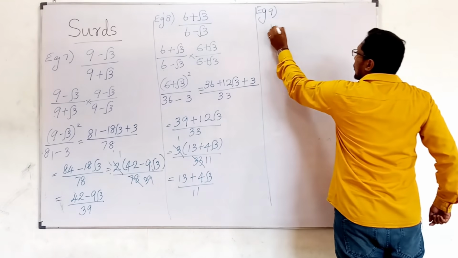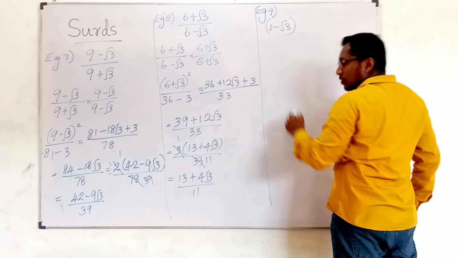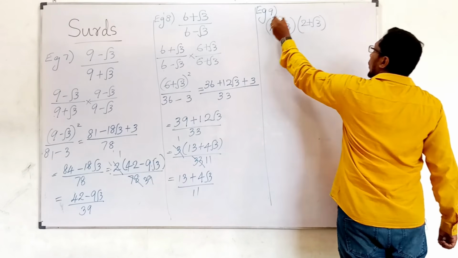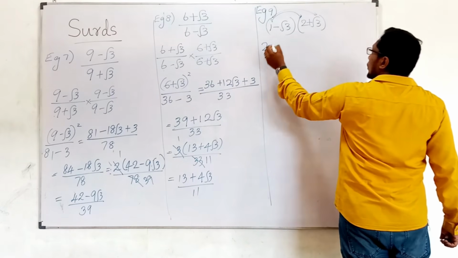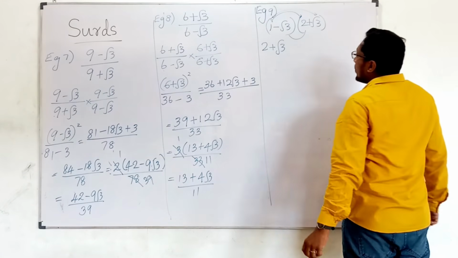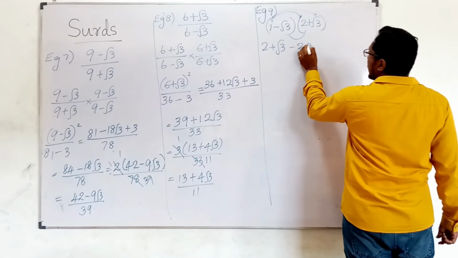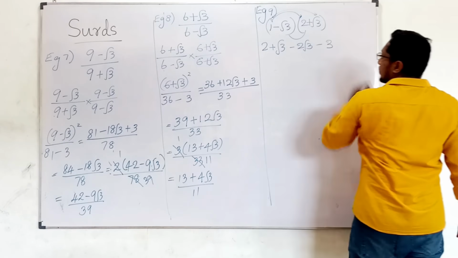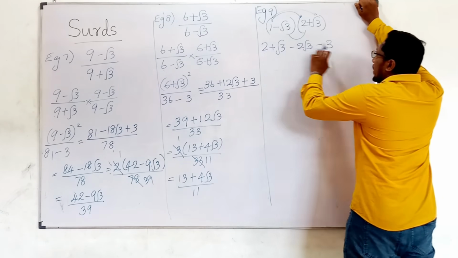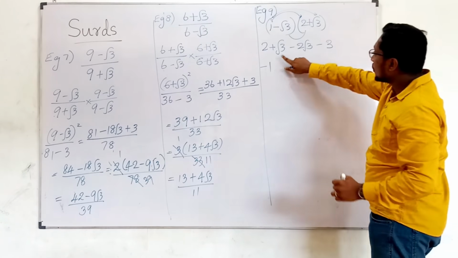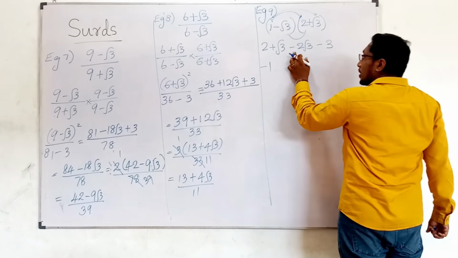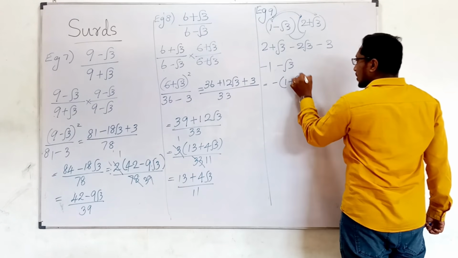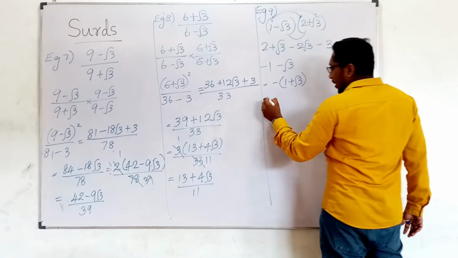So the ninth one, example number 9. 1 minus root 3 times 2 plus root 3. So we need to expand it. 1 times 2, 2. 1 times root 3, root 3. Minus root 3 times 2, minus 2 root 3. And minus root 3 into root 3 is minus 3. 2 minus 3 is minus 1. Root 3 minus 2 root 3 is minus root 3. So we will take the minus sign out. So this is the answer.